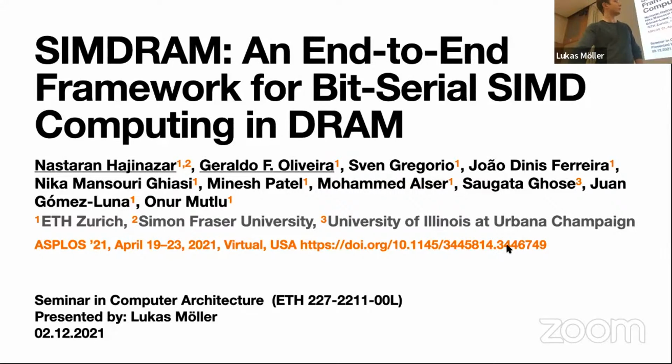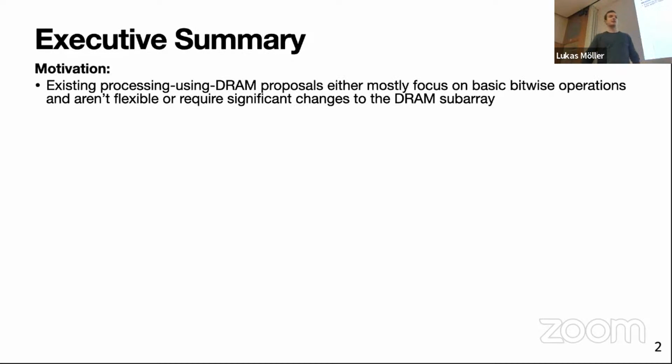Let's start out with an executive summary. So the motivation for this paper is that existing processing-using-DRAM proposals like AMBIT either mostly focus on basic bitwise operations like AND or NOT, and aren't flexible enough or require significant changes to the DRAM subarray.